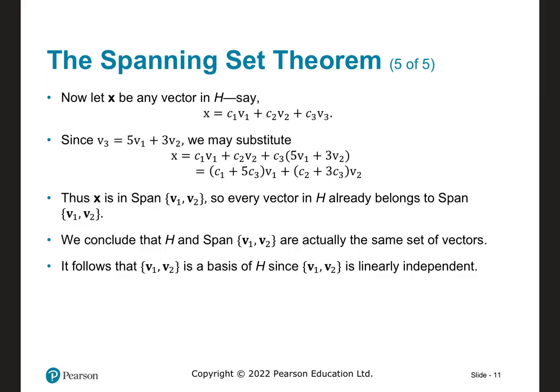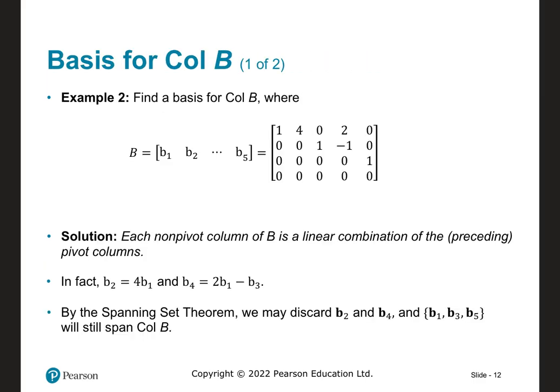Okay, so it is trivial, so let me skip this one. Now, in case of example 2, I have a matrix B, and this matrix B is already written in reduced row echelon form. So I can easily tell which columns are pivot columns in the B matrix.